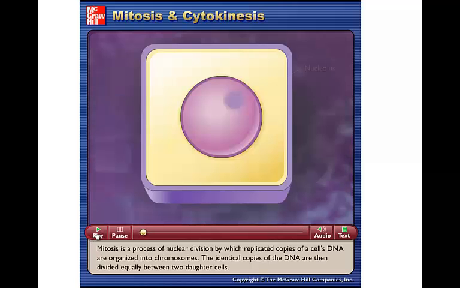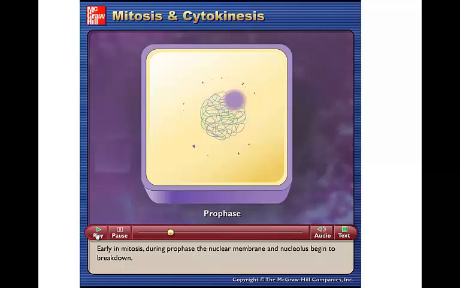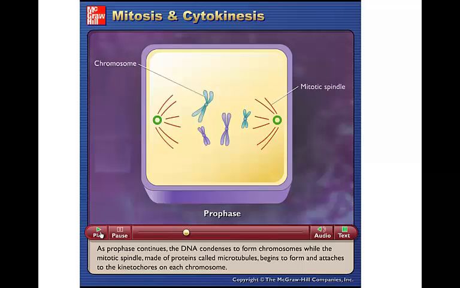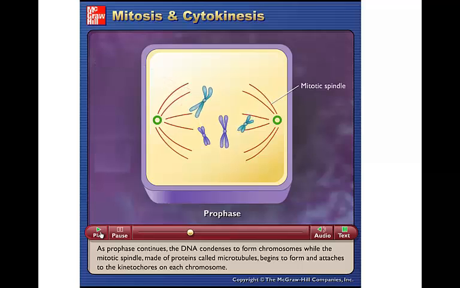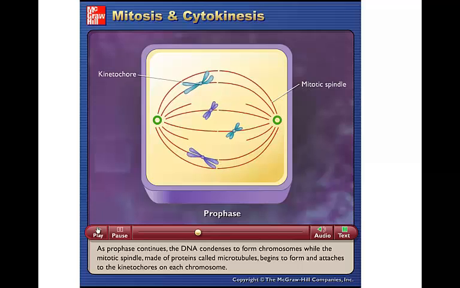Mitosis is a process of nuclear division by which replicated copies of a cell's DNA are organized into chromosomes. The identical copies of the DNA are then divided equally between two daughter cells. Early in mitosis, during prophase, the nuclear membrane and nucleolus begin to break down. As prophase continues, the DNA condenses to form chromosomes, while the mitotic spindle, made of proteins called microtubules, begins to form and attaches to the kinetochores on each chromosome.